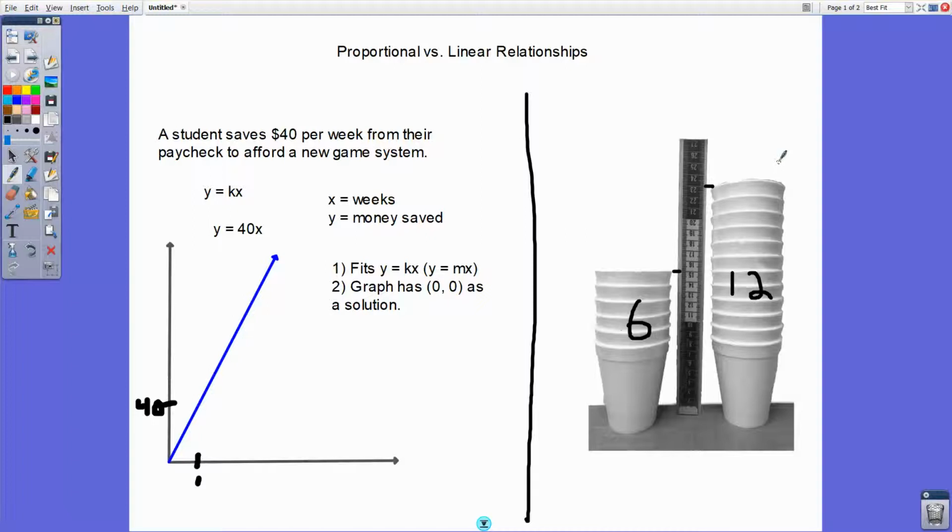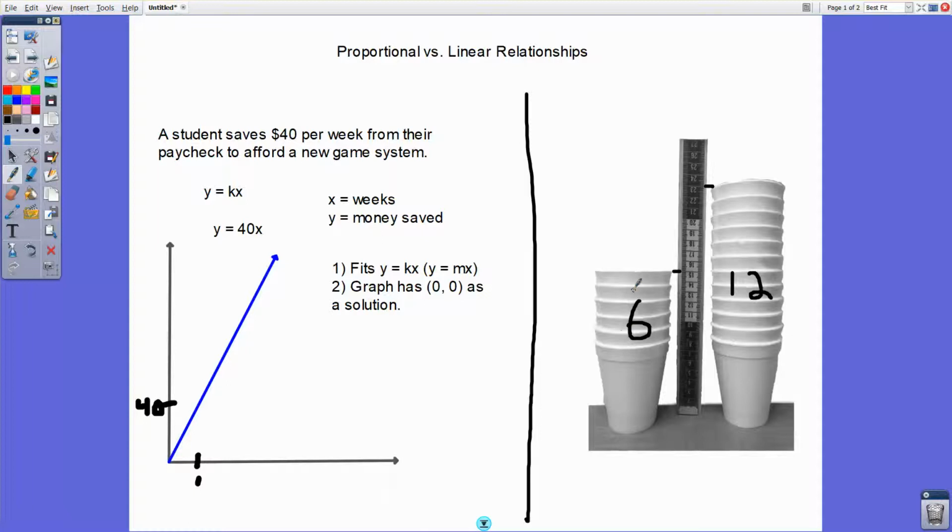We can tell right away that 23 divided by 2 is not 15. So this would not be considered a proportional relationship, because the relationship between this and this is not the same value. If it was proportional, then this height right here, the 12-cup stack height, would be twice the height of this stack of 6. So it's not considered a proportional relationship.